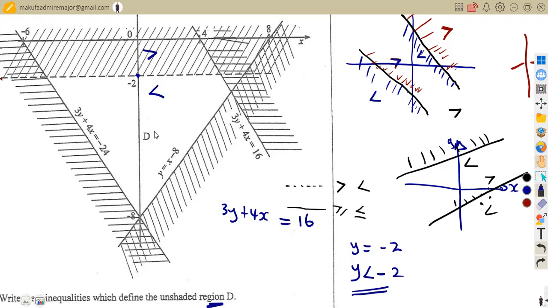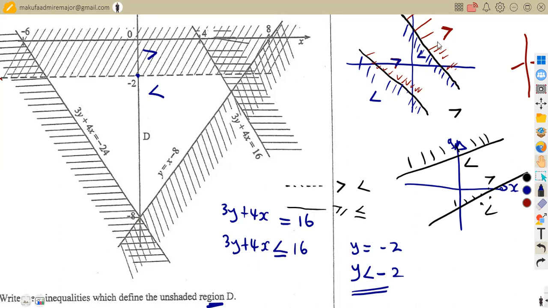The side that is not shaded is a less than side. This side that we see on this part is smaller than what we see on the other side, according to this inequality. So we are going to have 3y plus 4x, which is this side, less than 16. But the line that we are considering is a continuous line, so it is going to be less than or equal to 16.